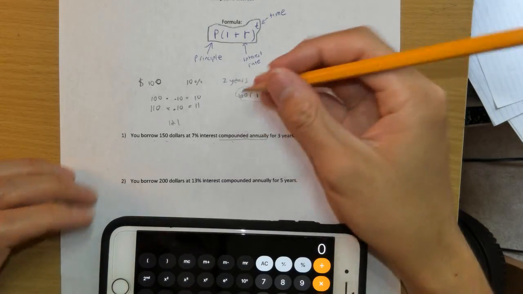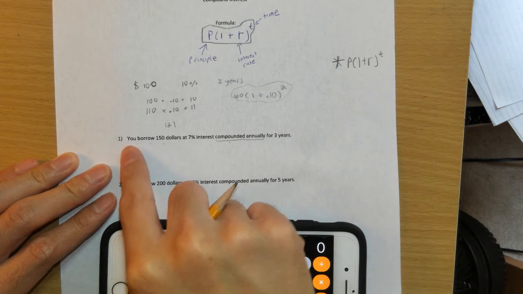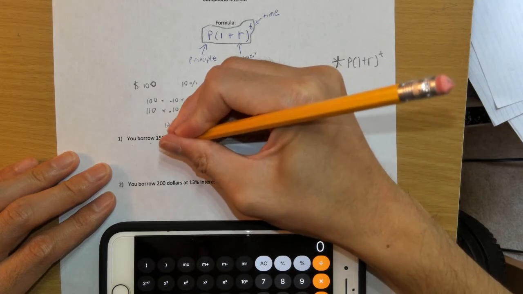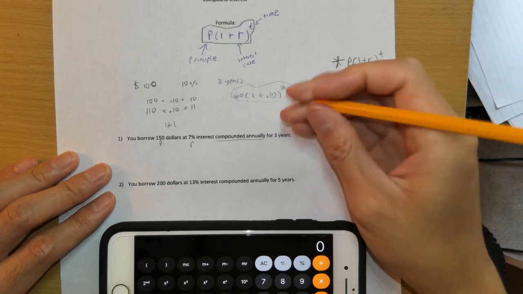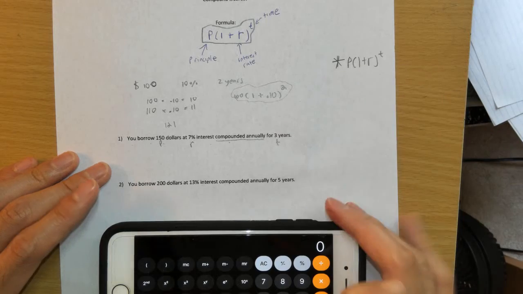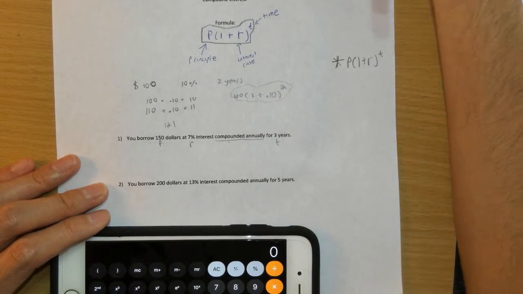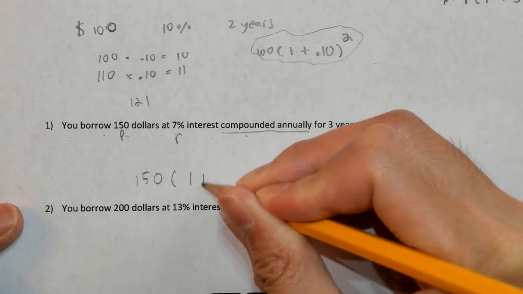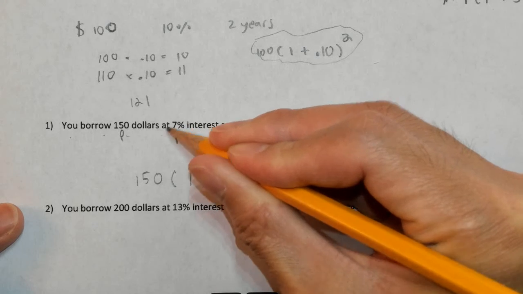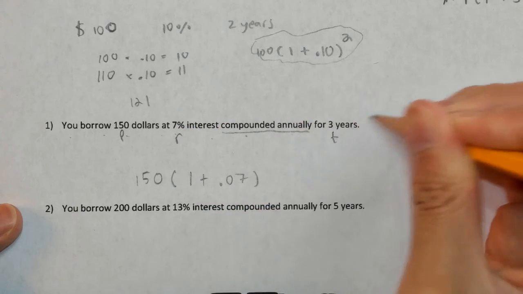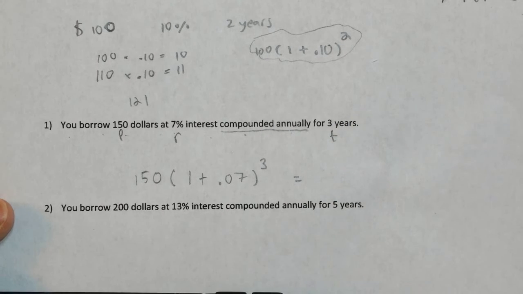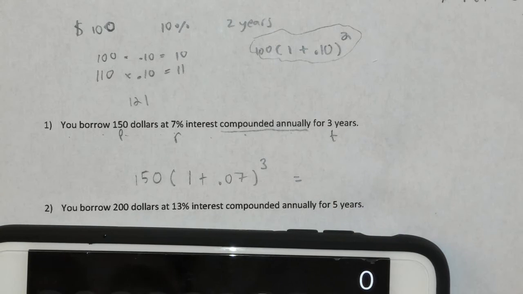All right, let's try number 1. So you borrow 150 bucks at 7% interest, compounded annually for 3 years. So 150 is my P, my rate is 7%, and my time is 3. I'm just gonna plug that into my formula. 150 times 1 plus, remember, you gotta move that decimal point over 2 times, 0.07, raised to the 3. If you don't have a calculator, leave your answer like that. If you do have a calculator, please practice, because it can get a little confusing on the calculator.